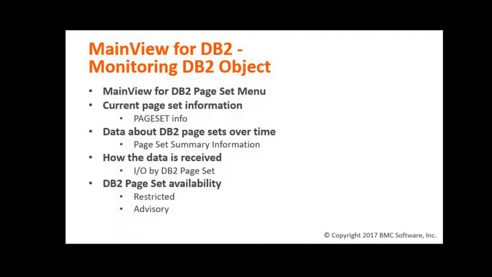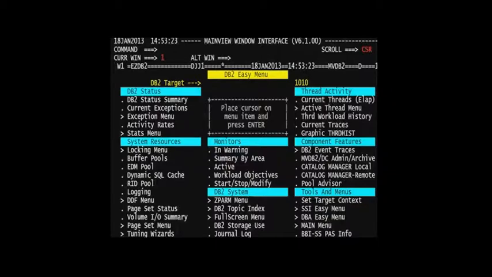Lastly, MainView page set availability. This shows specifically if any DB2 objects or page sets are restricted or in an advisory state. This is important if you're working a DB2 problem and want to verify the status of objects identified as a potential problem. So where can we find the DB2 page set menu?